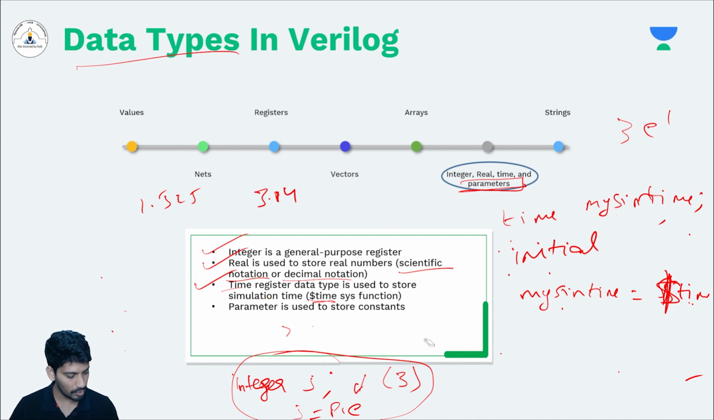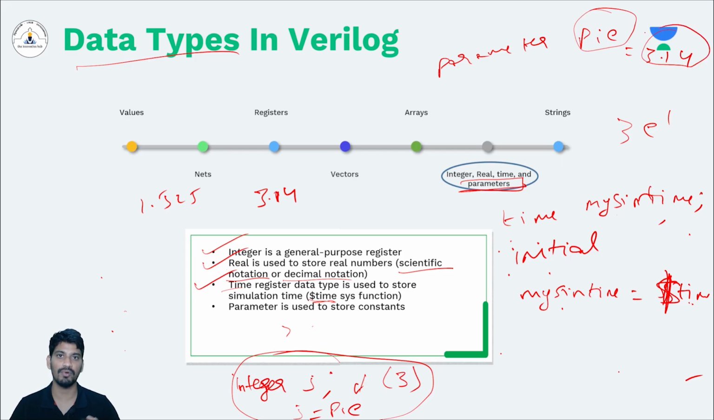Let's say I want to store a parameter which is always constant, like pi. Pi is always a constant of 3.14, right? So I can define this pi as 3.14, or I can define a parameter. Let's say my clock time period TP is equal to 10 nanoseconds.